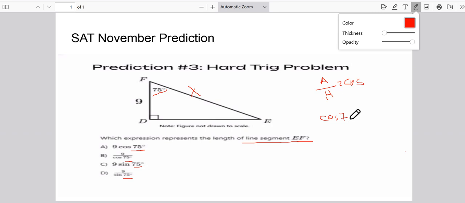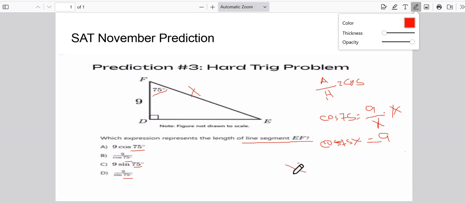So cos 75 degrees is equal to our adjacent, which is 9, over x. Then I multiply both sides by x to cancel it here. Then cos 75 times x is equal to 9.